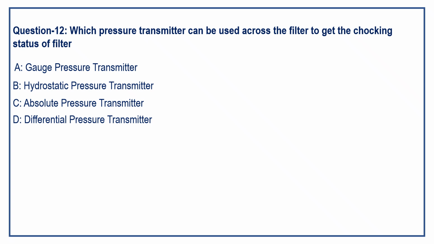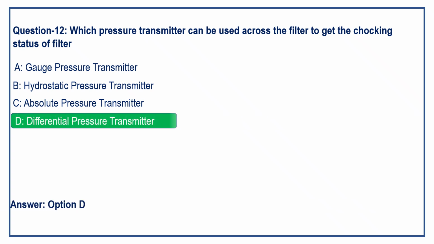And the right answer of this question is option D, differential pressure transmitter. Yes, differential pressure transmitter can be used to get the choking status of a filter. So the right answer is option D.